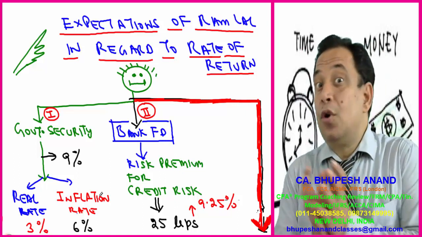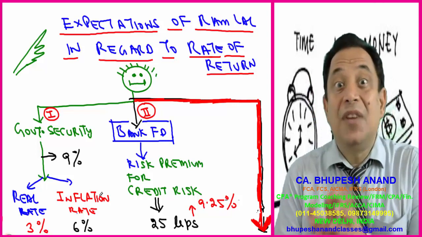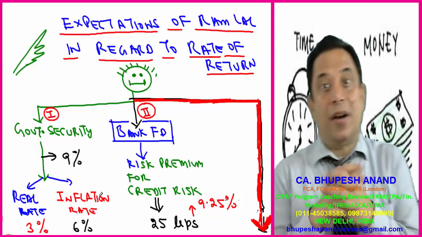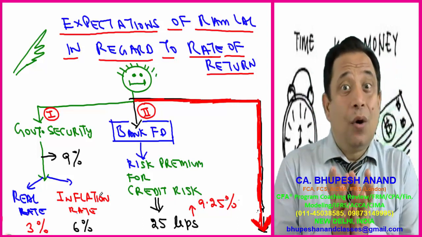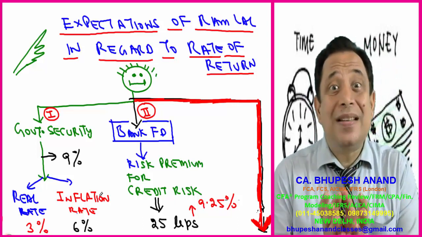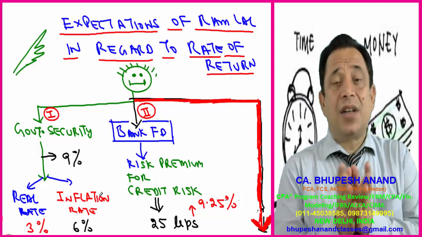But in case I go for a bank deposit, a banking company is riskier as compared to a government security. As in India, the RBI, the central bank, only gives a guarantee of 1 lakh rupees on a deposit, as a security, as a guarantee.